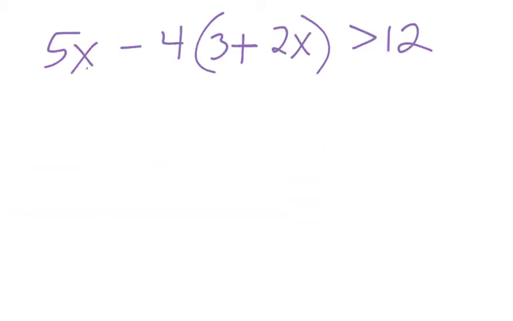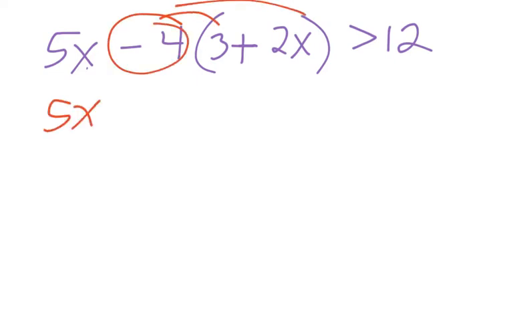So for our second example, we have 5x minus 4 times the quantity 3 plus 2x is greater than 12. So again, we distribute first. So we bring down the 5x because that's not being distributed to, or not in parentheses. Negative 4 times a positive 3 is negative 12. Negative 4 times a positive 2x is a negative 8x.